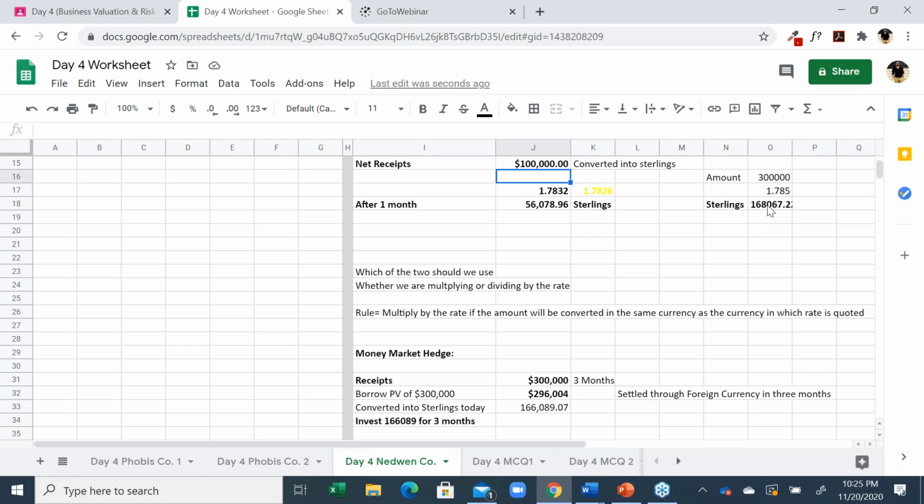Shumaila, we will be having more pound sterling in case of forward contract than in case of money market hedge. So therefore, it's better that the company choose forward contract.